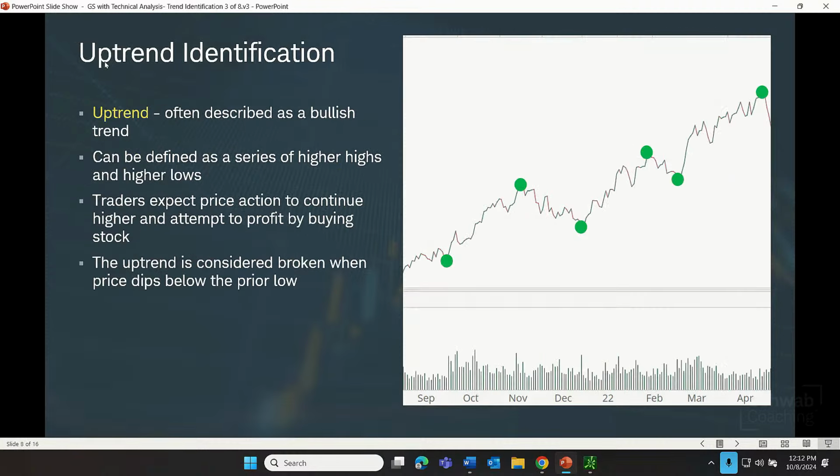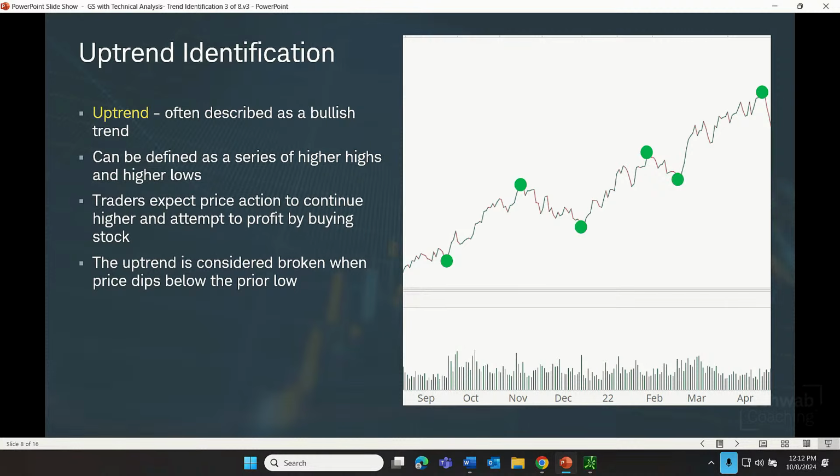So let's talk about uptrend identification. Okay? An uptrend, often described as a bullish trend. Remember, we talked about bullish before. I'm going to continue to use that phrase to refer to stocks that one sees as going higher currently, or one expects to continue going higher. Those stocks are seen as being bullish. We use that phrase because, at least this is the way that I've learned it and the way that I think about it.